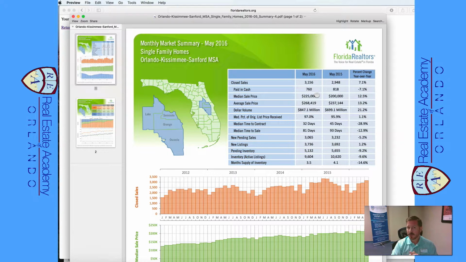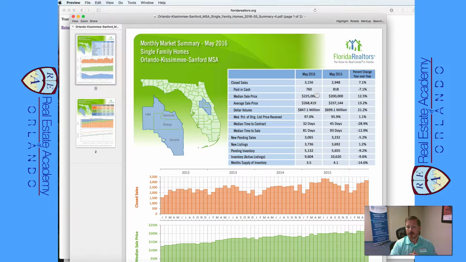So the average sale price, unfortunately, does have those outliers in there. I like to use the median sale price. Median sale price is less susceptible to that skewing of numbers because of the outliers. Median sale price means 50% of the sales are above this number and 50% are below this number. So it really is right in the middle.